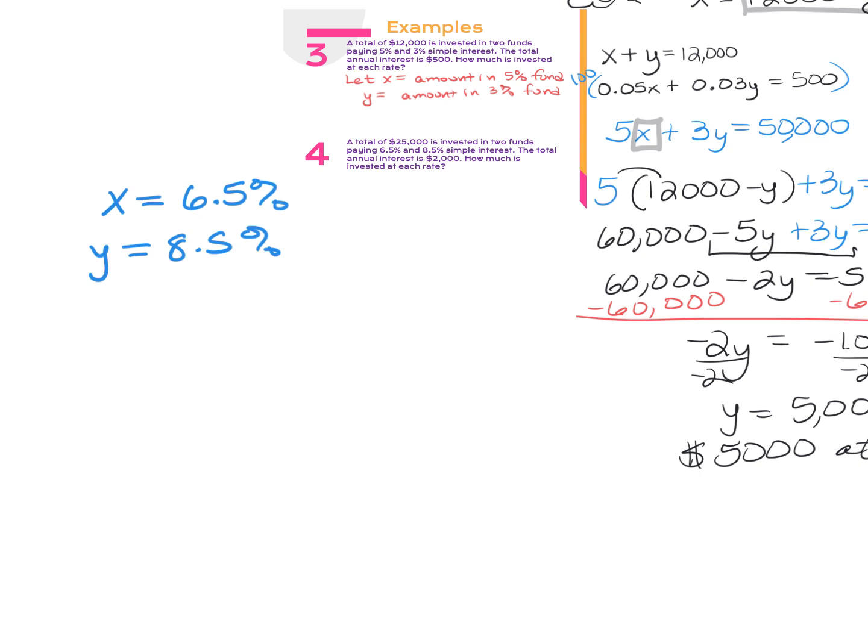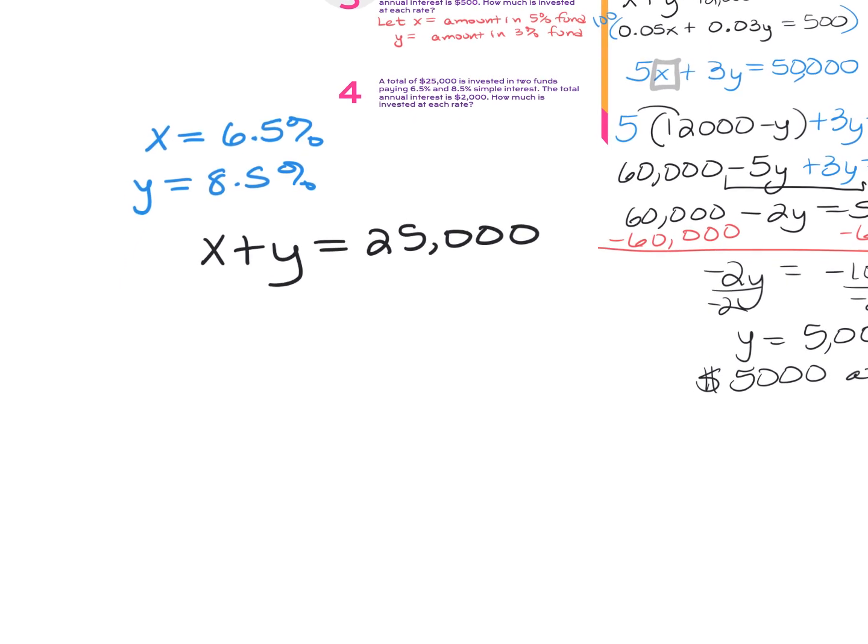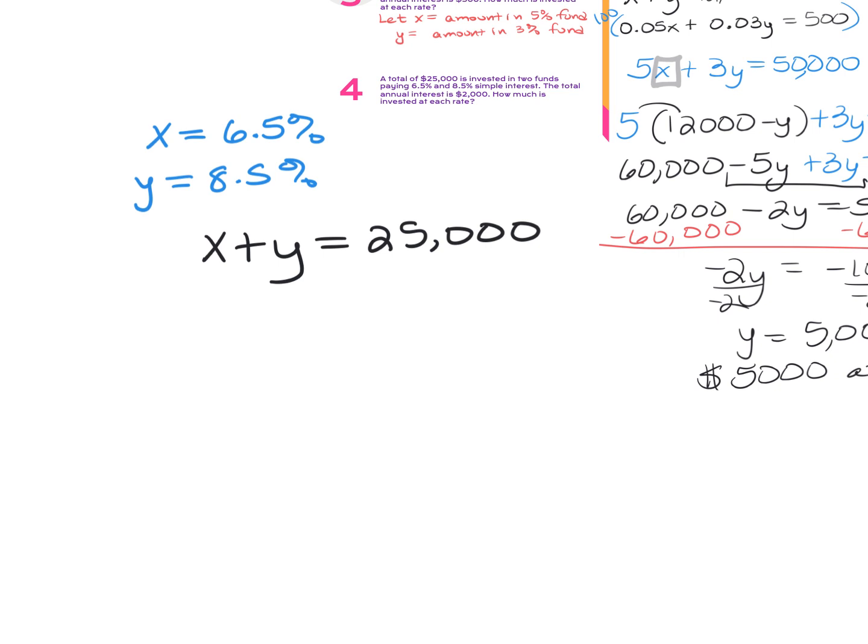So again, one equation for the amount of money invested. So the amount at the 6.5% plus the amount of money at the 8.5%, and that total amount of money that was invested was 25,000. Then my second equation will involve those percentages, and again, I'm going to make them into decimals. So my 6.5% goes with the x, so 0.065x plus 0.085y. And this time, the interest amount was $2,000.